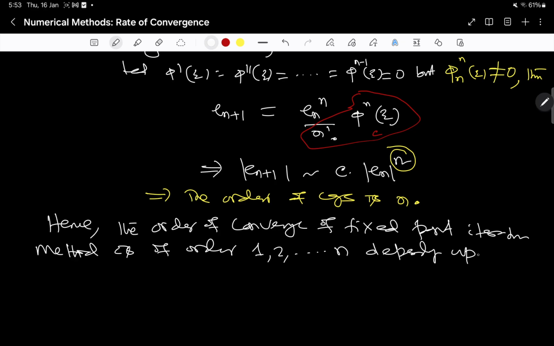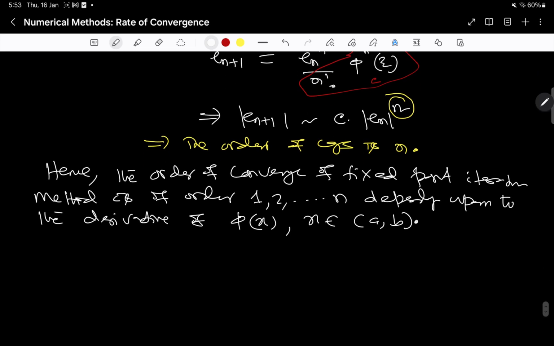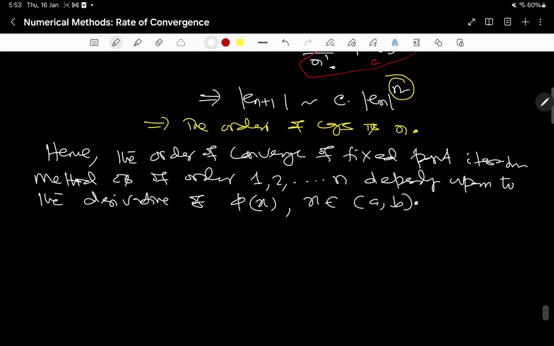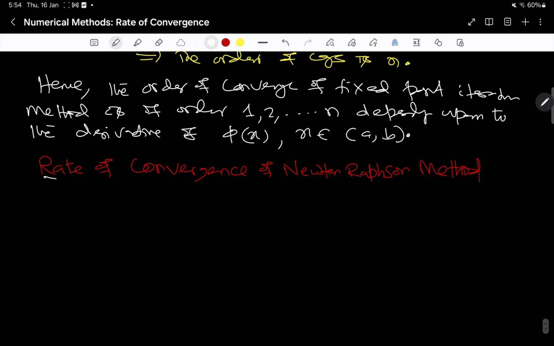the derivative of phi x in the interval where the root is contained. Okay, so this is the rate of convergence here. Now coming to the rate of convergence of Newton-Raphson method. So now we will discuss the rate of convergence of Newton-Raphson method.